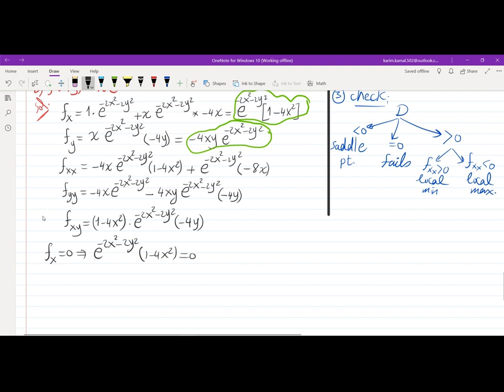When you have the product of two terms equal to 0, then either the first one is equal to 0 or the second one. And as you know, e power negative 2x squared minus 2y squared will not be equal to 0 at all. Then 1 minus 4x squared equals 0. This leads to 4x squared equals 1, which leads to x squared equals 1 over 4. Then x equals positive or negative half.